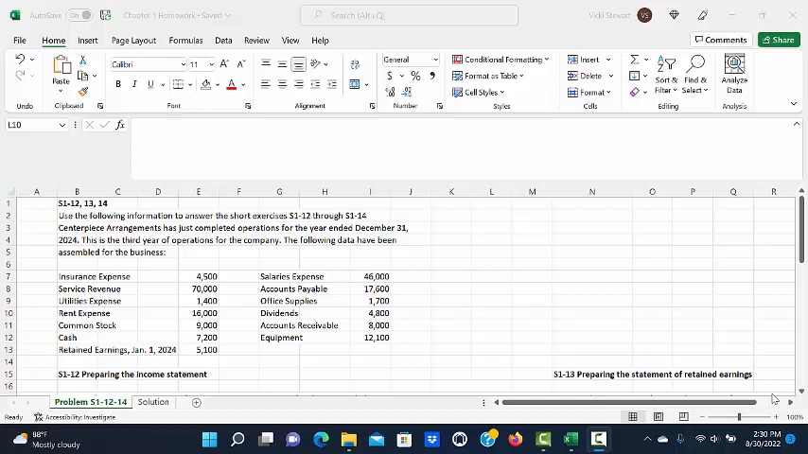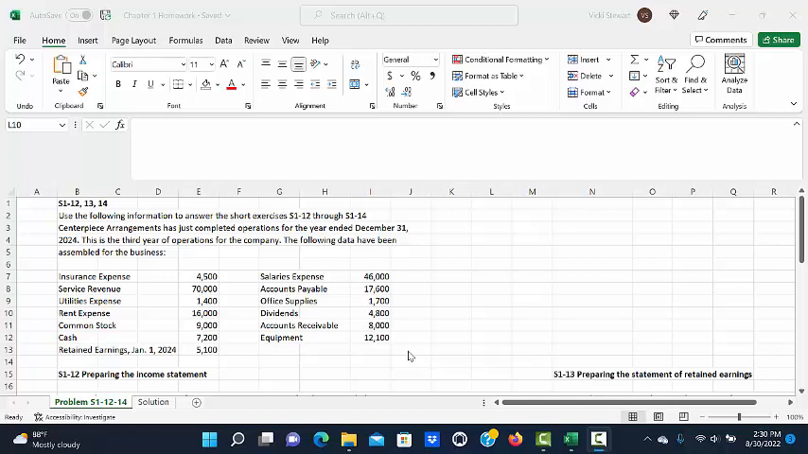This is a demonstration of exercises S1-12, 13, and 14, and we are going to be completing an income statement, a statement of retained earnings, and a balance sheet for Centerpiece Arrangements that has just completed their operations for the year ended December 31st, 2024. This is the third year of operations for the company, and they have provided us with data that they have assembled for the business, and we are given a list of accounts and their amounts.